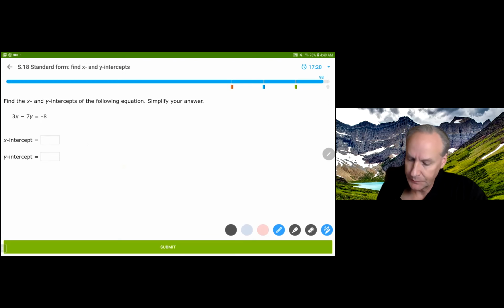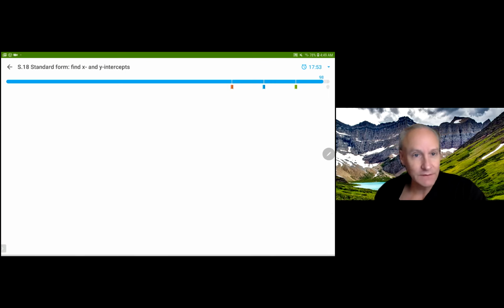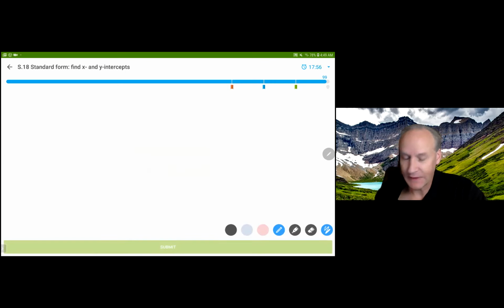Maybe one more, maybe two. So for my x, I'm going to let y equal 0. You notice I keep doing that, -8 over 3. And for my y-intercept, I'm going to let this x be 0. And I'm going to get negative, wait a minute, for the y-intercept, I'm going to get positive 8 over 7. Oh. Just going to double check my work today. I don't want to make a silly error. Looks okay.